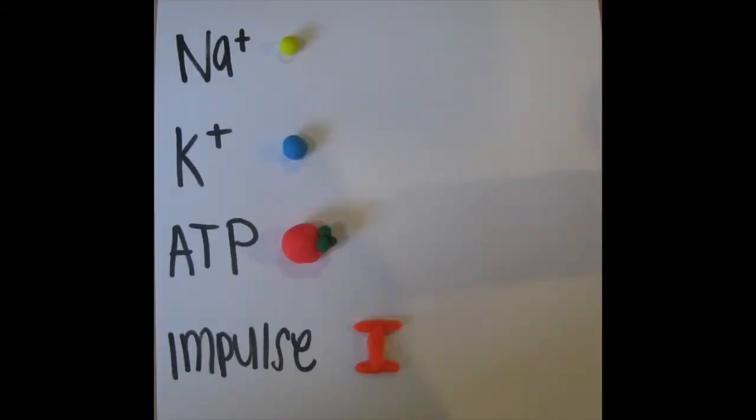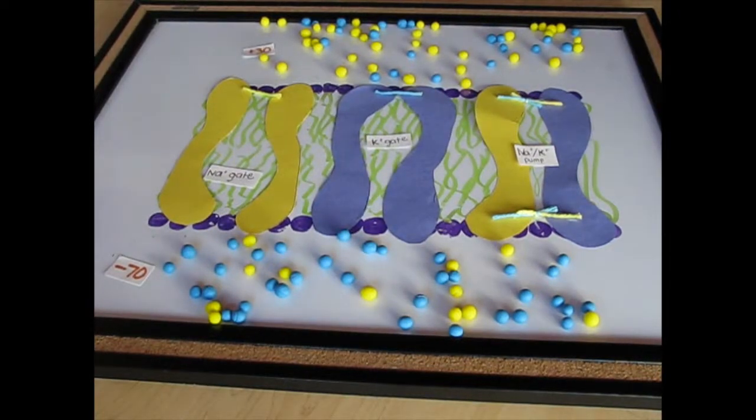I'd like to show this picture so that you know what each of the Play-Doh pieces represent throughout the project. Now let's begin. The resting membrane potential is when a neuron is not transmitting an impulse, like seen here.